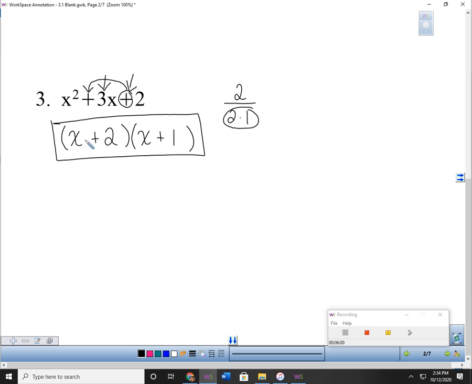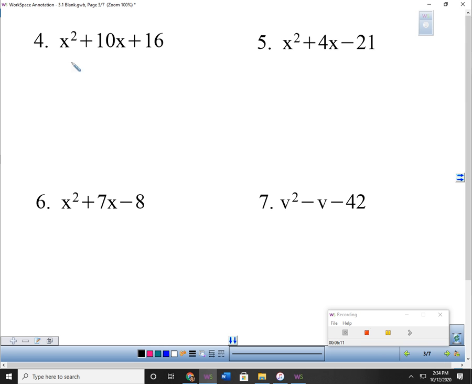So if I multiplied this back together, I would end up with this in return. So look at number 4. Do we have any common factors? No. There's a 2 here, but you have to have that factor with all 3. Okay, so I don't have a common factor.